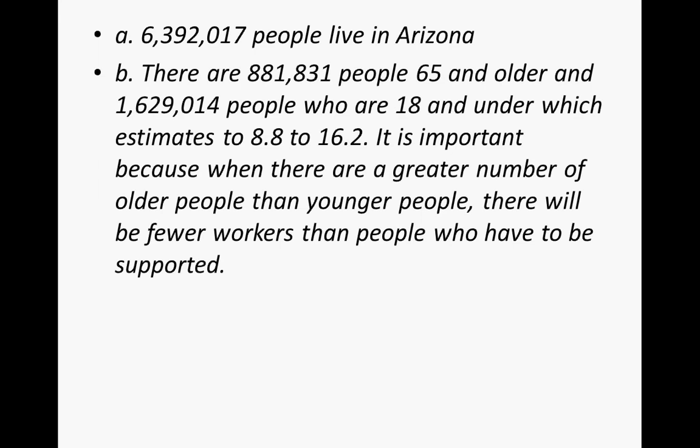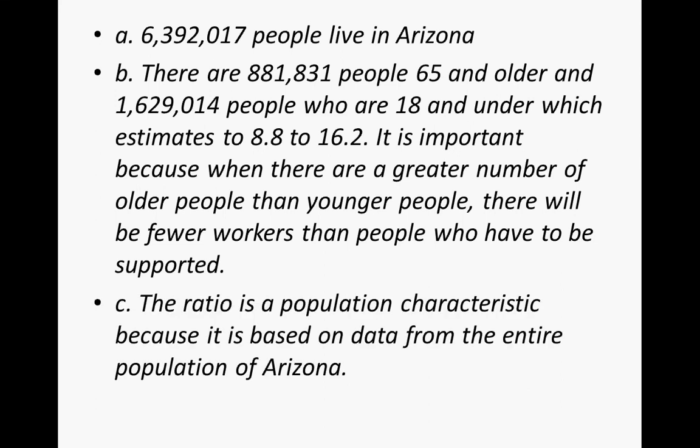For part B, there are 881,831 people 65 and older, and 1,629,014 people who are 18 and under, which estimates to 8.8 and 16.2. It is important because when there are a greater number of older people than younger people, there will be fewer workers than people who have to be supported. For part C, the ratio is a population characteristic because it is based on the data from the entire population of Arizona.